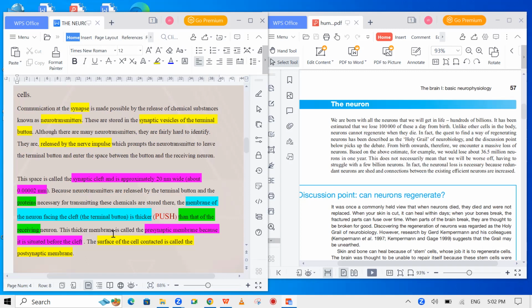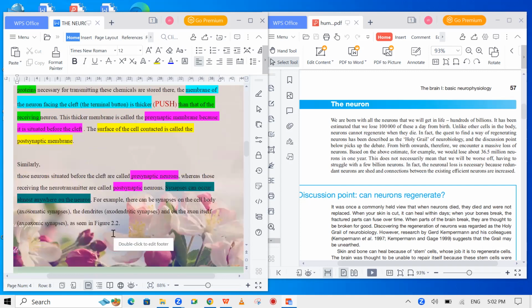The surface of the cell contacted is called postsynaptic membrane. Similarly, those neurons situated before the cleft are called presynaptic, and those receiving the neurotransmitters are called postsynaptic neurons. So basically, the neurotransmitters work on the presynaptic neurons and the postsynaptic neurons. When the medications are given, they are basically given for the neurotransmitters so that they activate appropriately in the presynaptic neurons and the postsynaptic neurons.